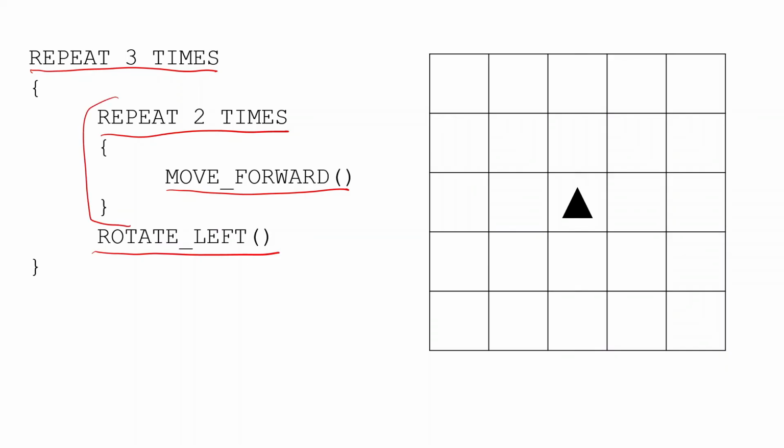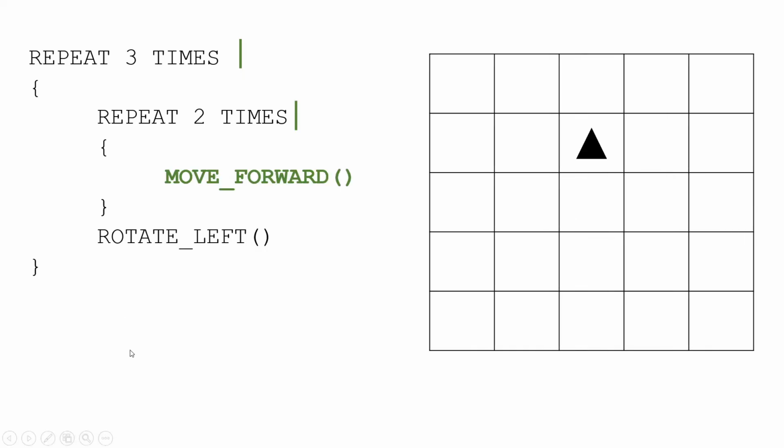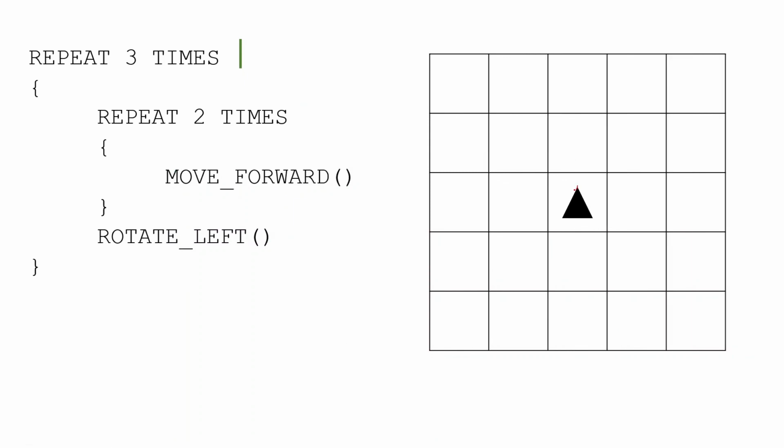Now, if that's confusing, that's okay. Let's trace through this. I always like a good tally when we have a lot of things happening here. So my first time through, I'm going to run into this second loop, and it says move forward, move forward. So I move forward twice. That's why I ended up in that position.